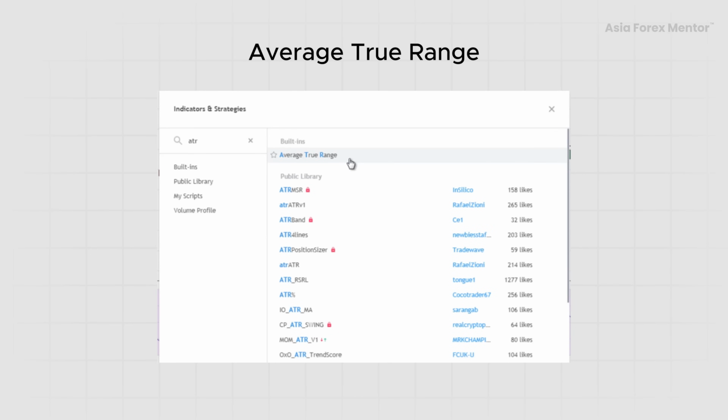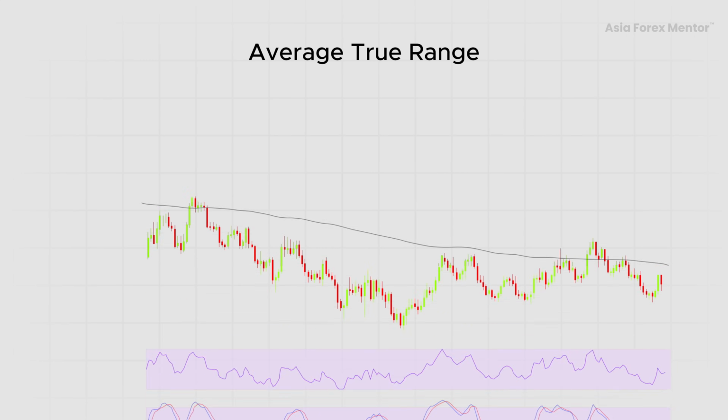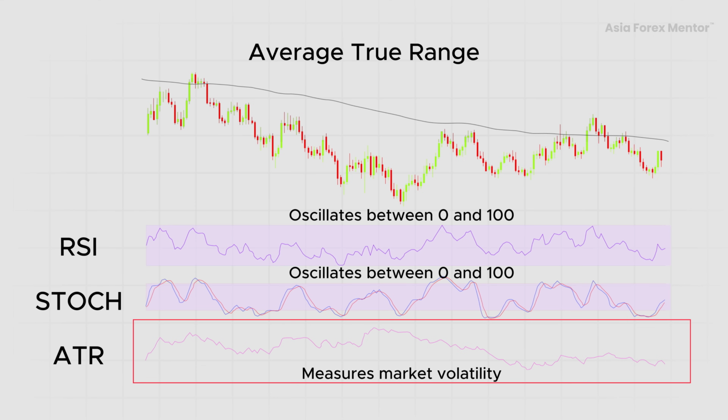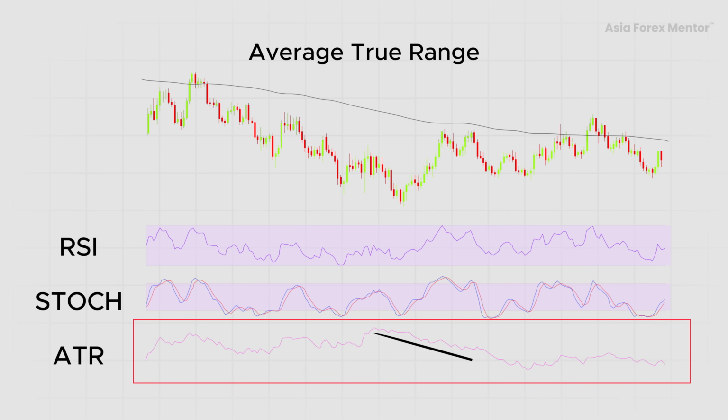Let's take a look at the other indicator, the ATR, average true range. You can actually get the ATR out like this, like this one here. Now let's look at the line at the bottom. The ATR indicator is not related to the stochastic and the RSI indicators, because they serve different purposes. The ATR measures market volatility, while the two other oscillators oscillate between 0 and 100 and are used for different analysis.